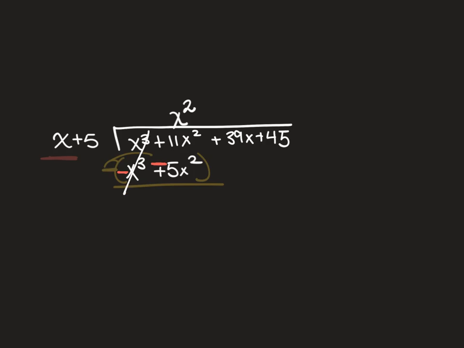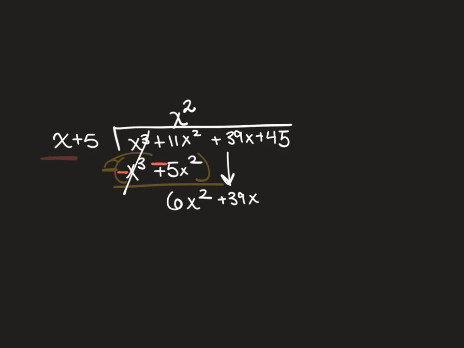If you're doing this right, that first term always has to cancel out. And if it doesn't, you didn't do something right. So this is an easy way to know that you're doing something correctly. 11x squared minus 5x squared is 6x squared. And then you're going to drop down your next term.